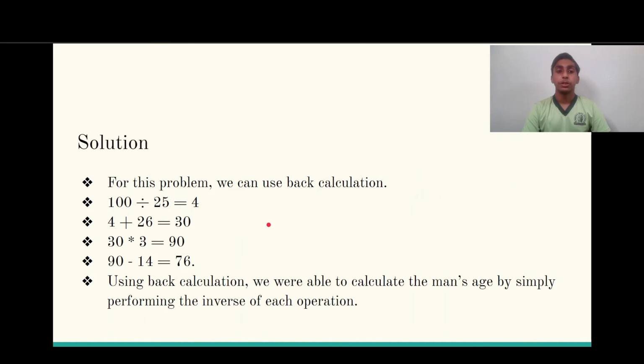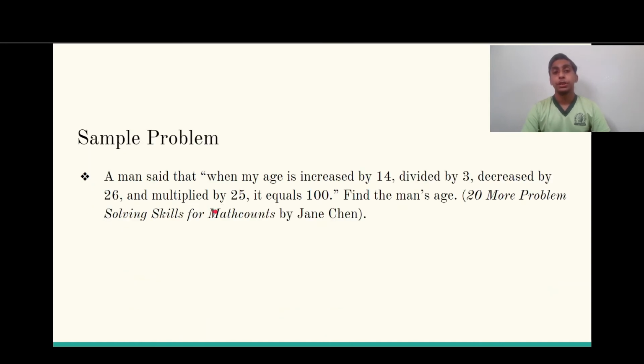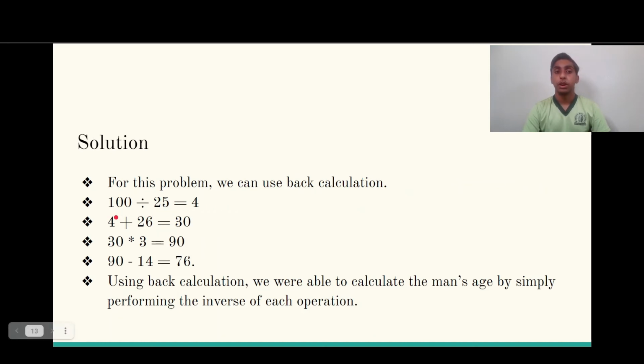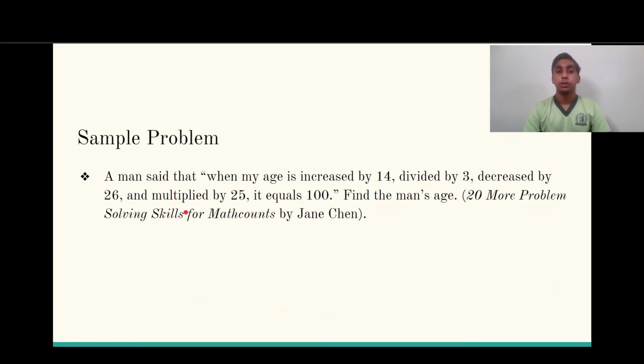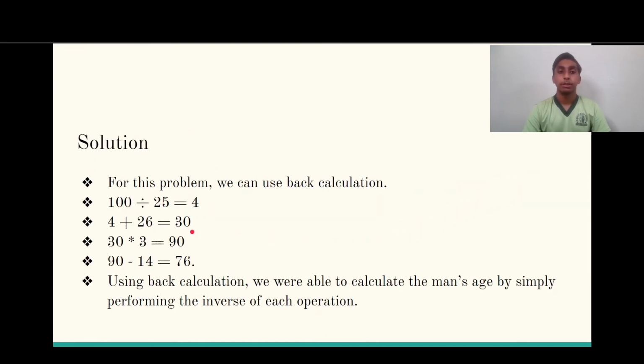Okay, so hopefully you tried to solve it. Let's go over the solution. For this problem, we can use back calculation, right? The first operation we did was multiply by 25, so here we're going to do divided by 25. 100 divided by 25 is 4. Now the next operation we did was subtract 26, decrease by 26, so here we're doing add 26. Then we're going to do times 3 because it was divided by 3 earlier.